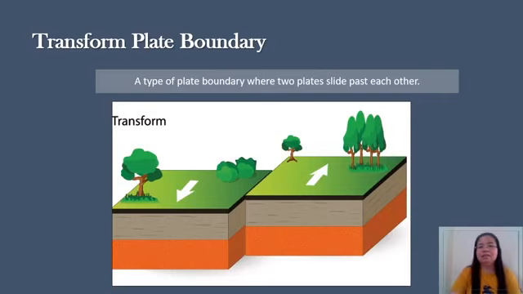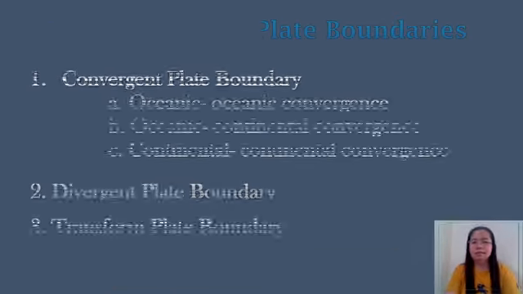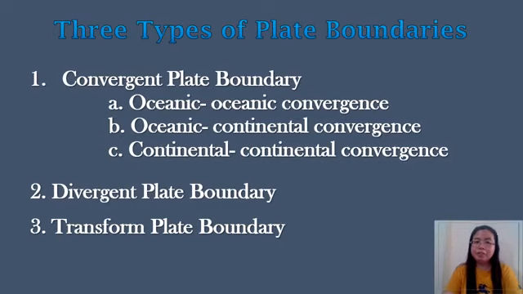So let's not forget the three types of plate boundaries. Once again, we have 1. Convergent plate boundary, 2. Divergent plate boundary, and 3. Transform plate boundary. So how are these three different from each other? For a convergent plate boundary, if you have two plates, they collide. They converge or they meet. So this is a convergent plate boundary.